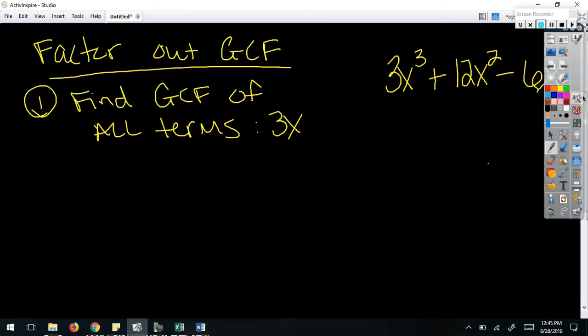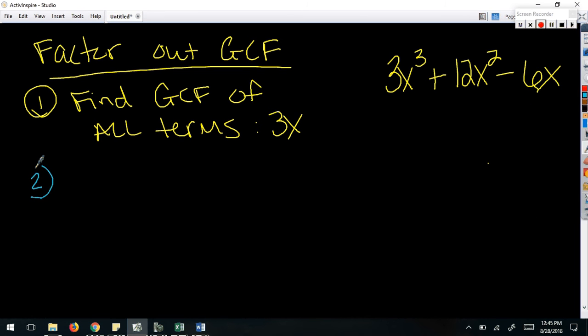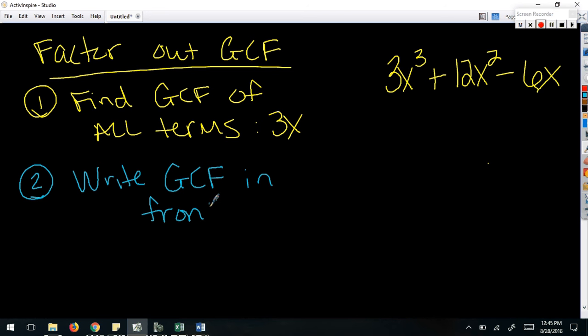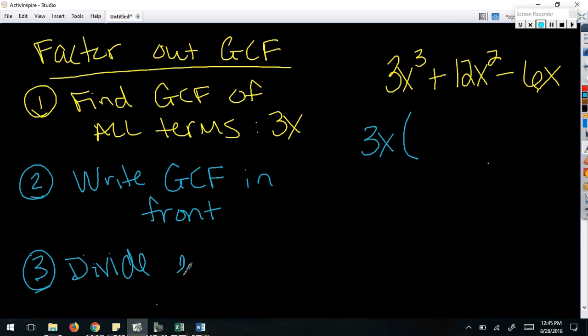So here's what you want to do. When you factor it out, you write the GCF in front. So 3x. And then you divide each term by the GCF, because we're backwards distributing. Distributing, we're multiplying. So if we're doing everything backwards, then we're dividing now, okay?